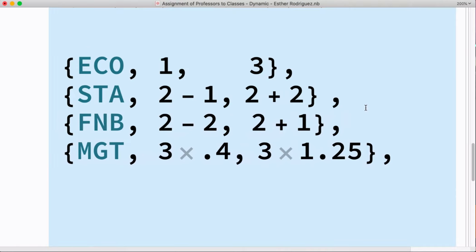Is there anything that is different between statistics and finance? And this is what I want to hear. Between statistics and finance, is there anything that is different? And is there anything that is similar?